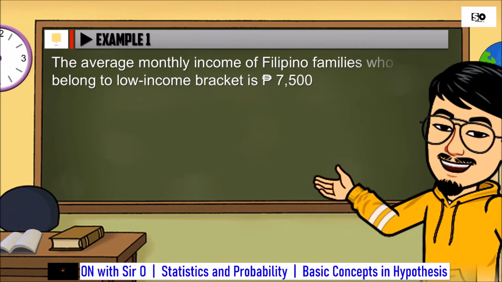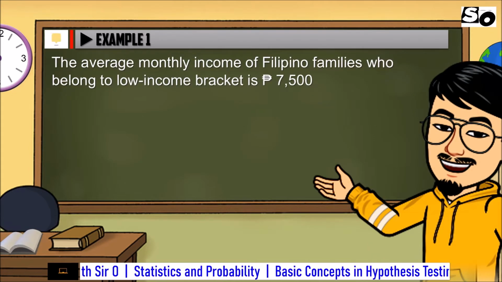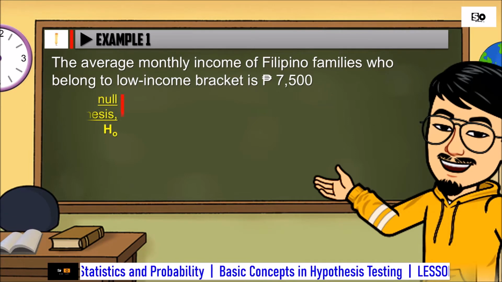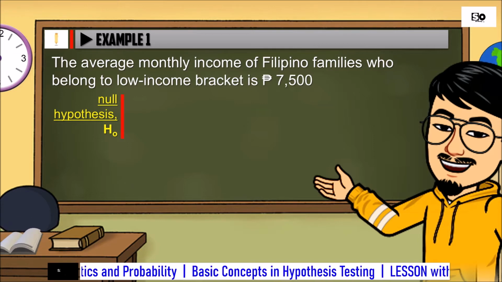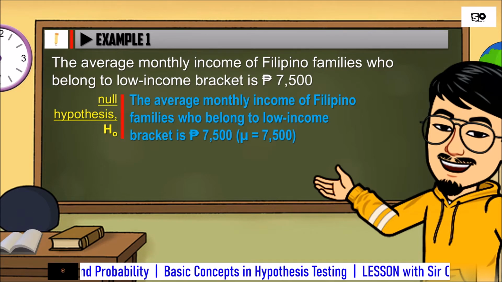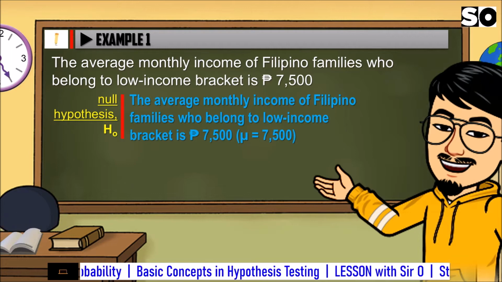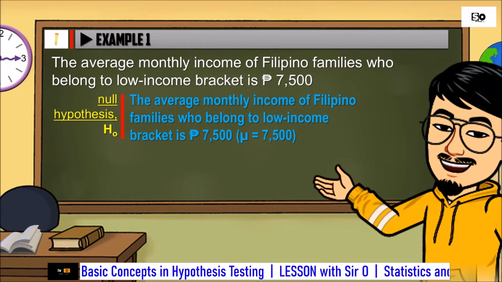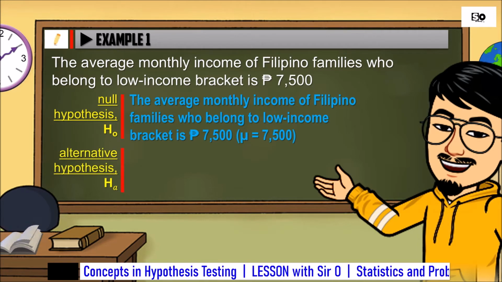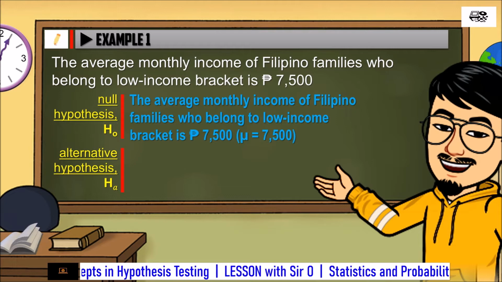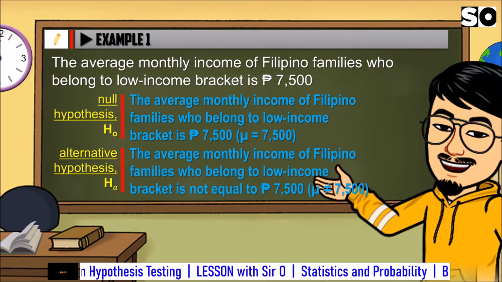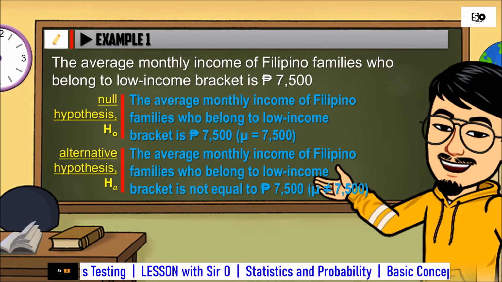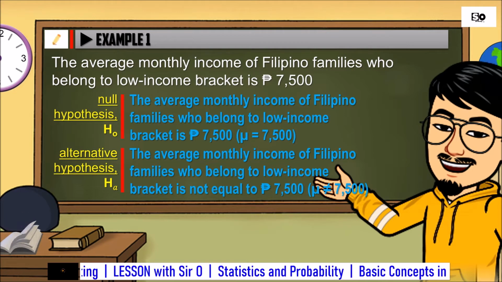Example number 1. The average monthly income of Filipino families who belong to the low-income bracket is 7,500. Null hypothesis for this example: the average monthly income of Filipino families who belong to the low-income bracket is 7,500, or mean is equal to 7,500. While the alternative hypothesis for this example is: the average monthly income of Filipino families who belong to the low-income bracket is not equal to 7,500.